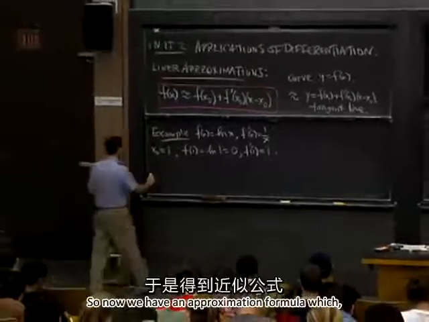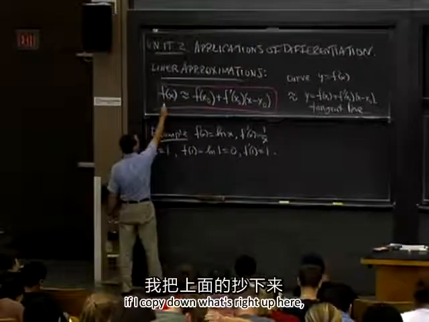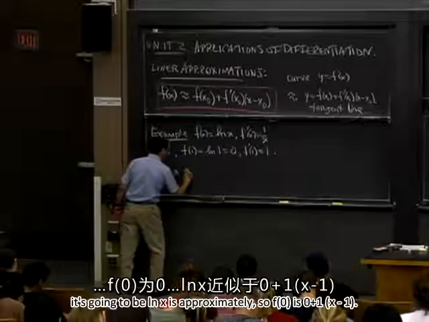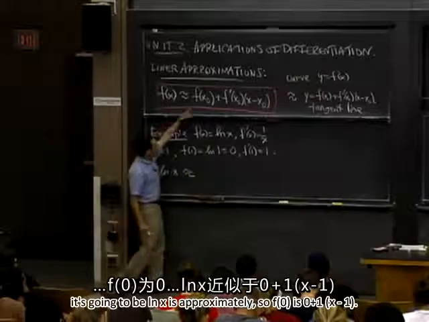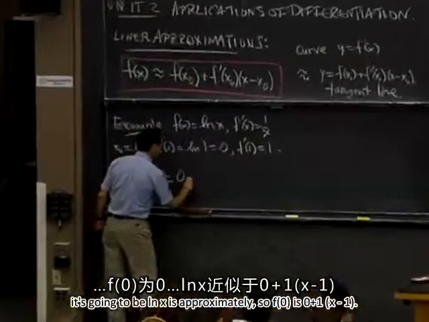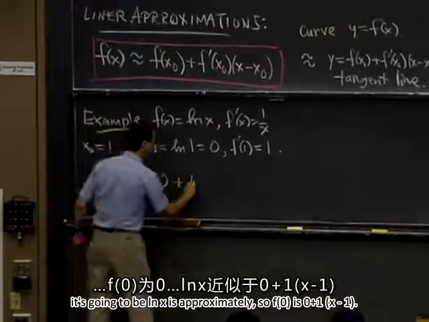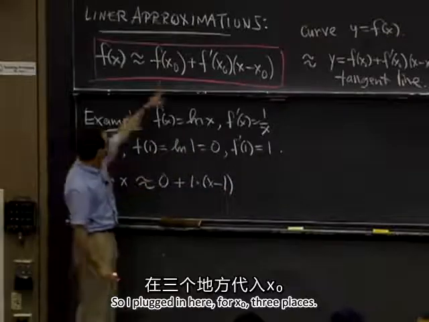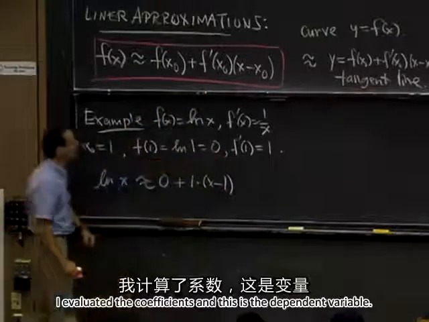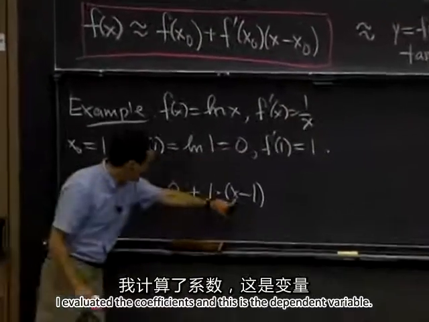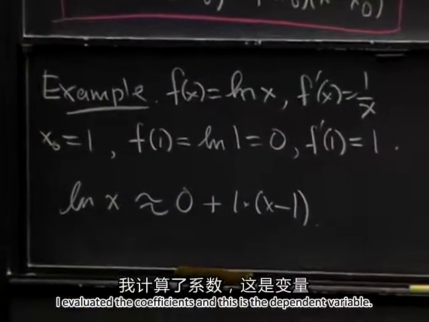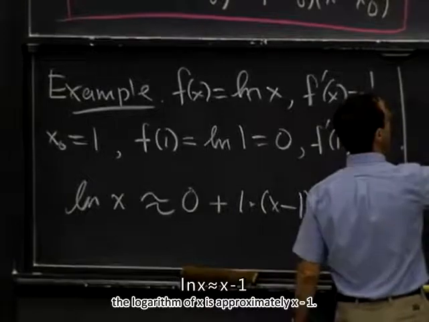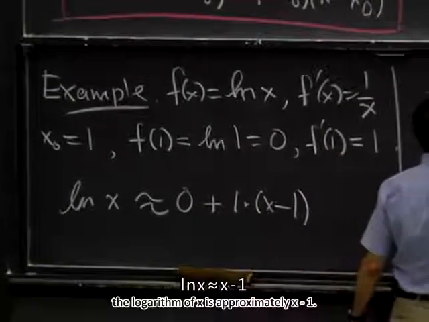All right? So now we have an approximation formula, which if I copy down what's right up here, it's going to be log x is approximately, so f of 1 is 0, right? Plus 1 times x minus 1. All right? So I plugged in here for x0 3 places. I evaluated the coefficients, and this is the dependent variable. So all told, what I have here is that the logarithm of x is approximately x minus 1.